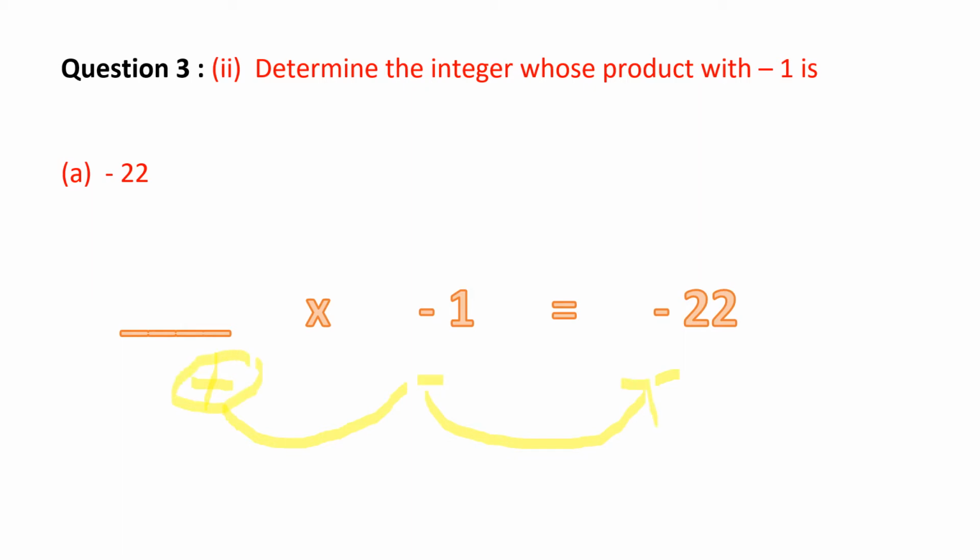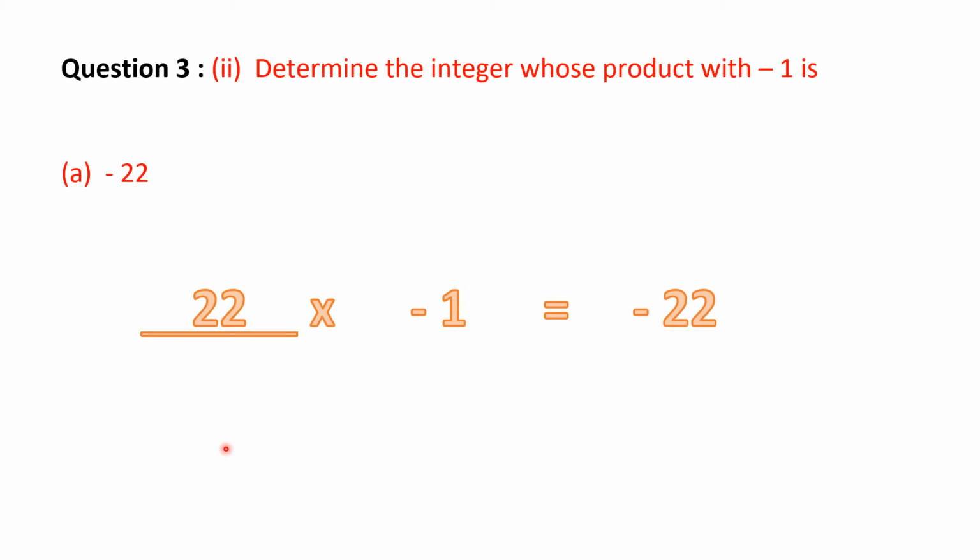So I have to take a positive number here. Now which positive number do I take? Look here, it's 1. Whenever I multiply any number with 1, I get the same number. So what number should I multiply with 1 to get 22? I should multiply 22 itself, right? So 22 into minus 1 will be minus 22, right? So that is how you find the answer. Simple method, right? So look at this. What is my answer? 22 is my answer. Why? Because 22 into minus 1 is minus 22. Okay. Now next.